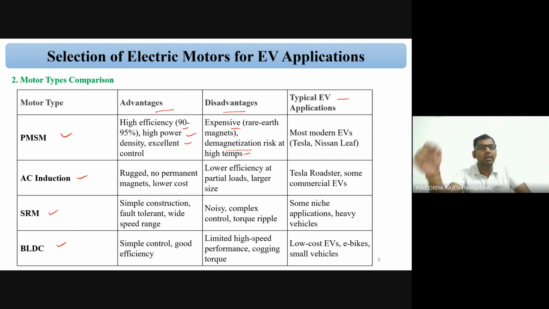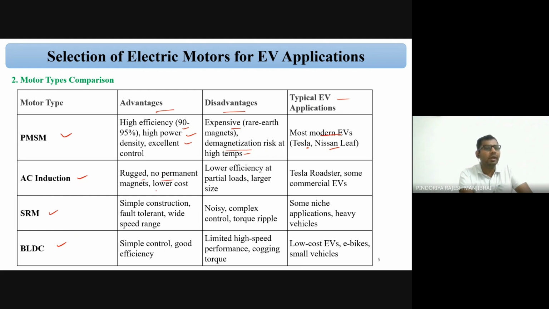Suppose your motor is continuously rotating, continuously operating, so it continuously heats. At a few degrees, maybe 55 degrees or maybe 65 degrees, the demagnetization effect happens. So my motor loses the permanent magnet density. Okay, so there is a demagnetization effect. Typical application is most modern EVs, correct? Tesla's, Nissan. Most of the companies use this PMSM motor. What about the AC induction motor?